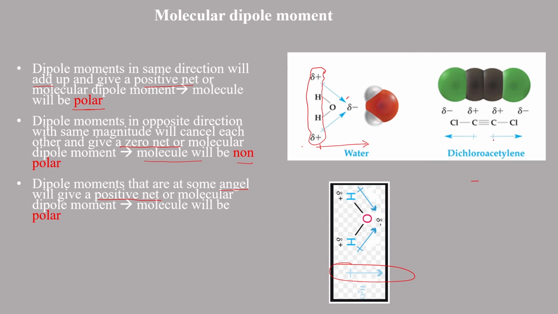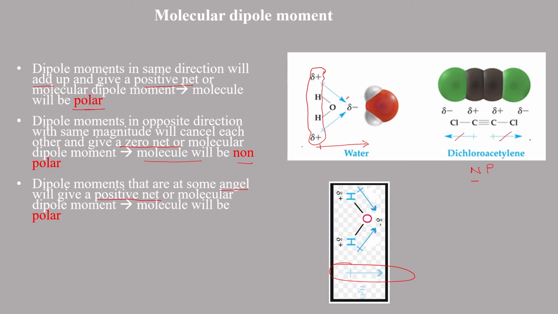Now, when we come here in dichloroacetylene, we have dipole moments for the bonds. We have one for the bond between carbon and chlorine, and another between carbon and chlorine. But if you look at the magnitude of these dipole moments, they are the same bonds, right? So if the bond is the same, whatever value you have, it will be the same value. So same value but the opposite direction, so they are going to cancel each other, and the net dipole will be 0. So if the net dipole is 0, this molecule is going to be a non-polar molecule. So this is a slight difference that you need to know.